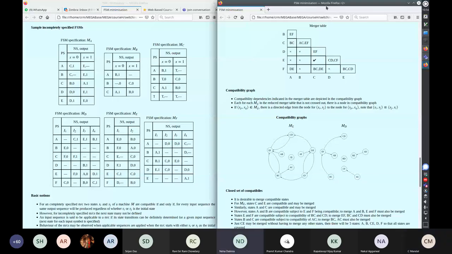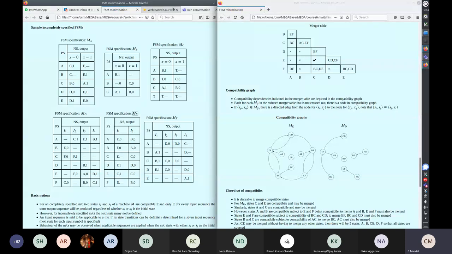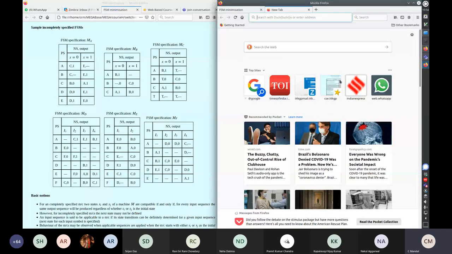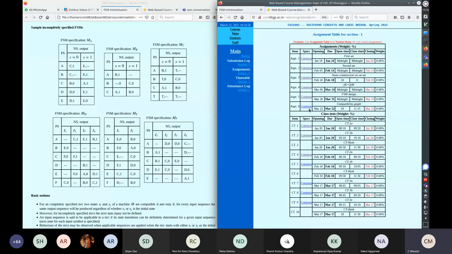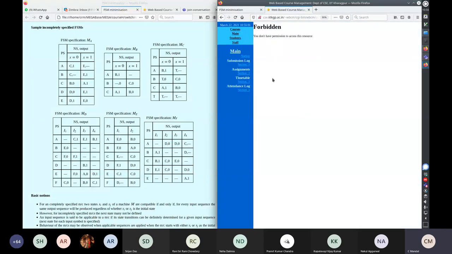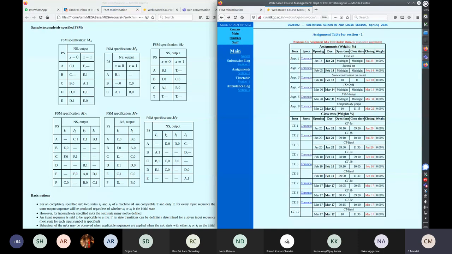When I'm trying to open the assignment, it says it's forbidden and I don't have permission to access it. No, just a minute. I'm just completing it. I'm nearly done. Yeah, you should be able to do it now. I've not added any assignment statement, but I think you should be able to see it now.